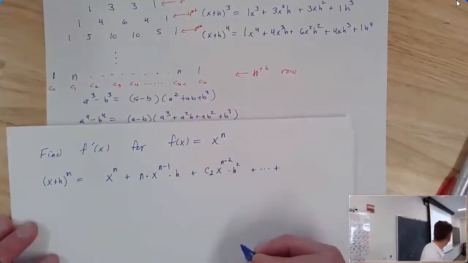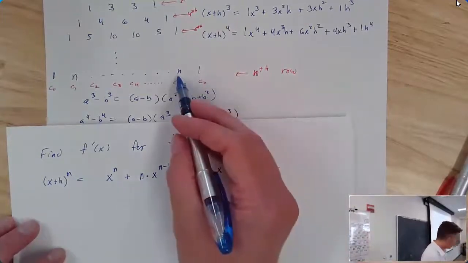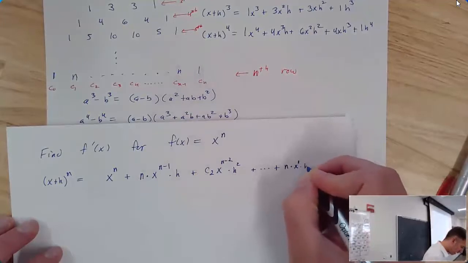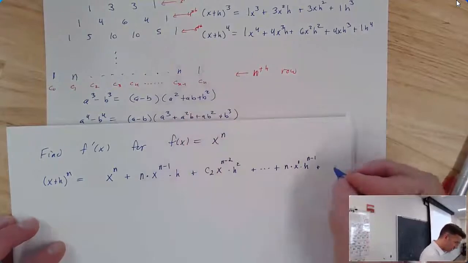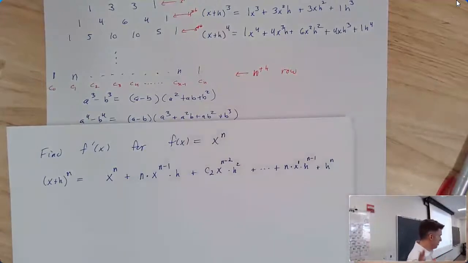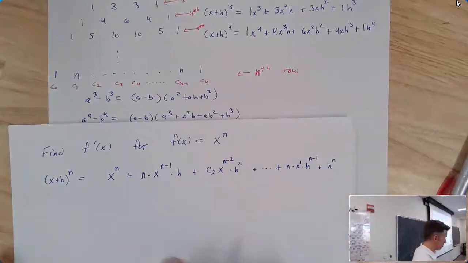All the way to the last couple of terms. The second to last term is going to be n times x to the first times h to the n minus 1. Then my very last term is going to be 1 times h to the nth. It follows the same pattern as the other ones. Questions about any of these terms here, what we've done?